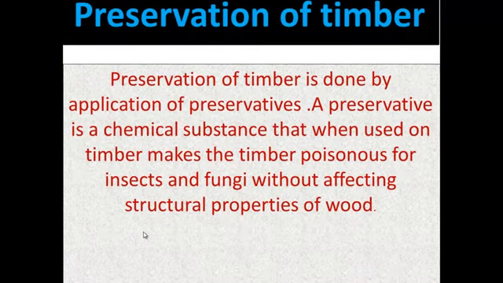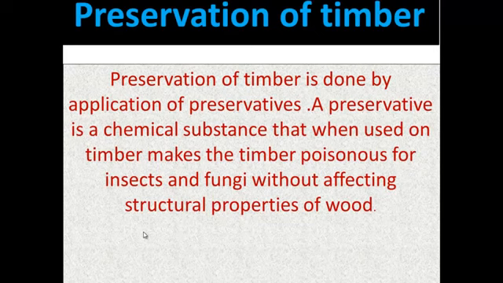Now we require the preservation of timber. There are three important methods of preservation of timber. We can apply chemical substances called preservatives on the surface of timber, or we can inject the preservatives into the body of the timber, or we can use a protective covering around the timber that is being used in the construction.